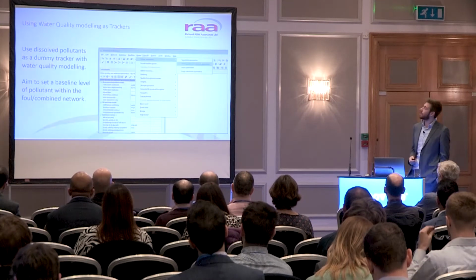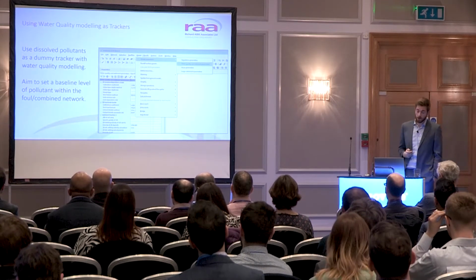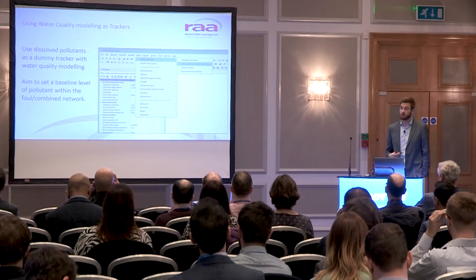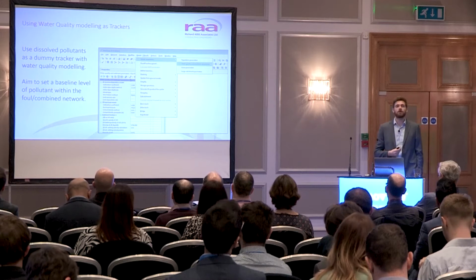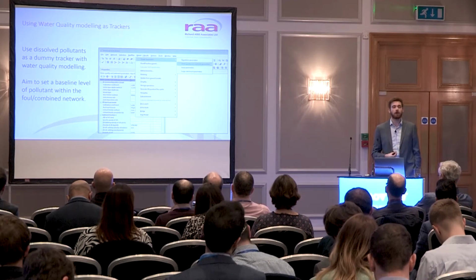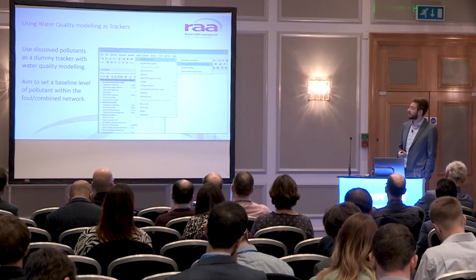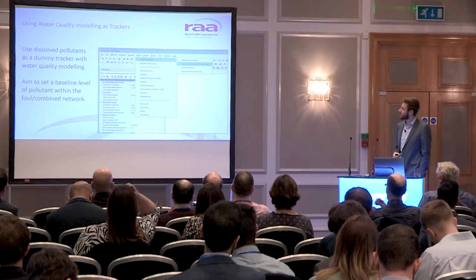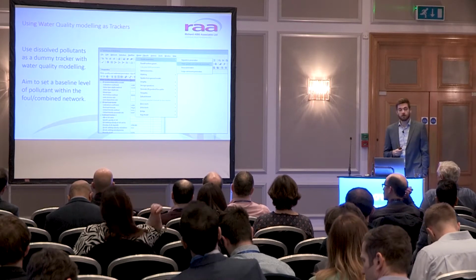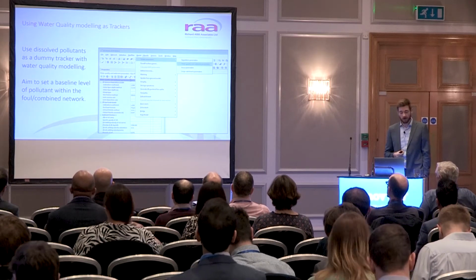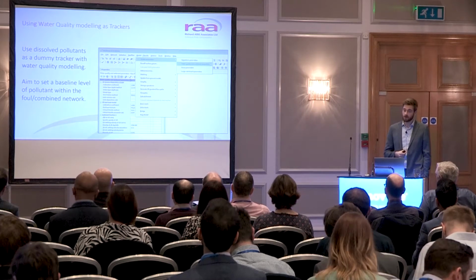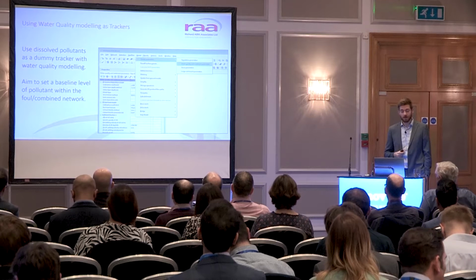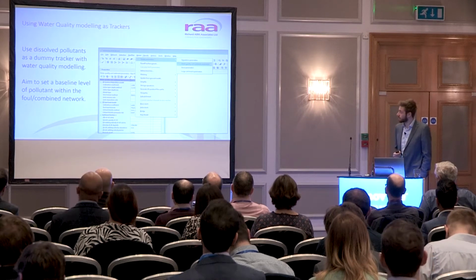So we wanted to use the water quality modeling, and we wanted to use a tracker in the wastewater system. We wanted to effectively use dye testing, where you go out to a manhole, put some dye in, and see where that comes out eventually in your downstream system. So we looked at using dissolved pollutants as a dummy tracker with the water quality modeling functions, and we aimed to set a baseline level of pollutant within the foul combined network to start off with.